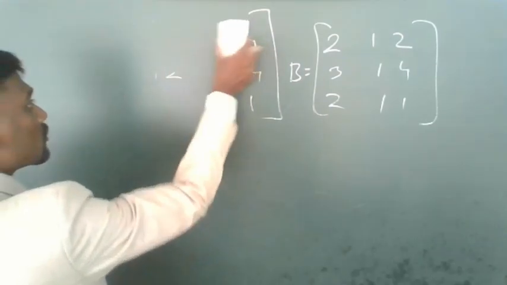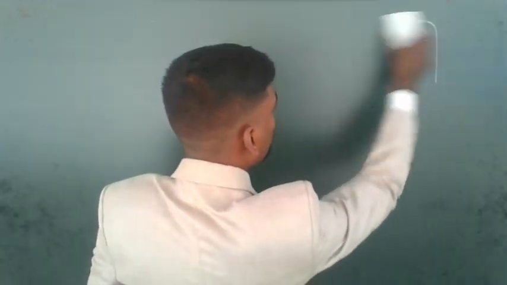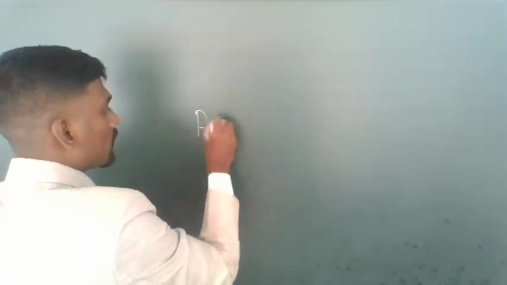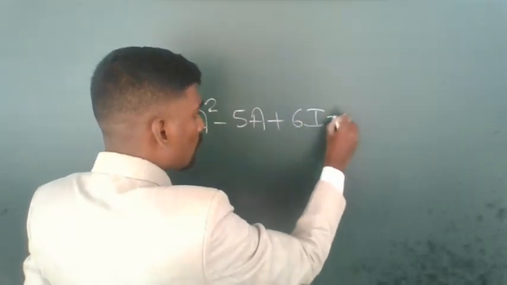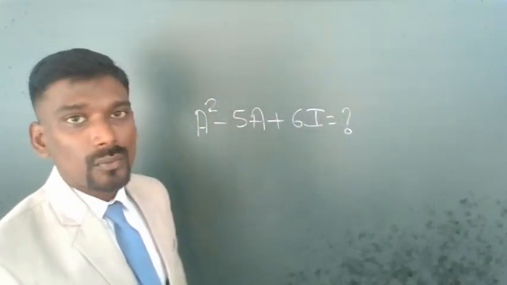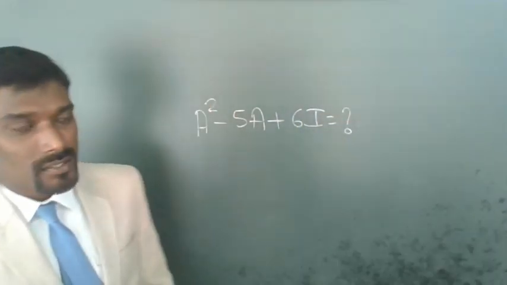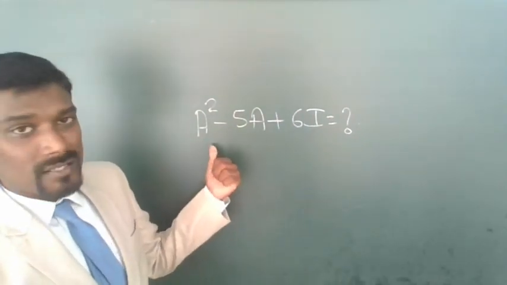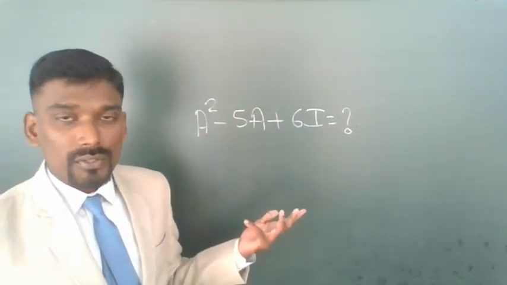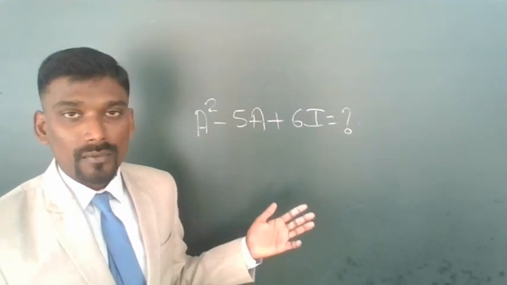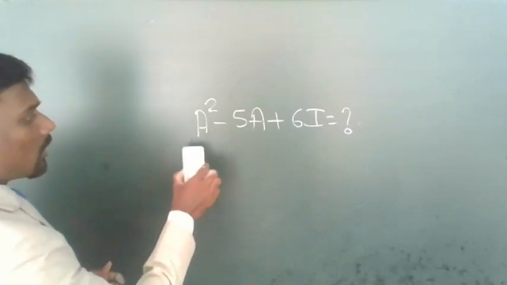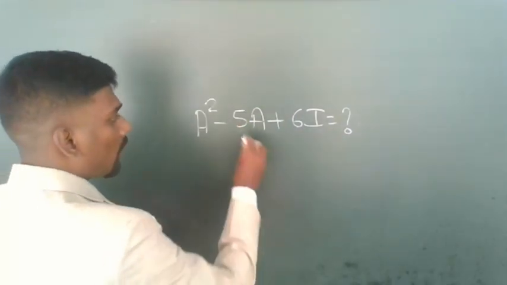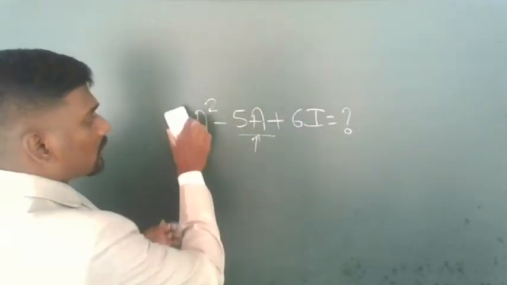Next I am going to teach you how to multiply. Okay, how to multiply. NDA questions will be like this: A square minus 5A plus 6I. What is the value of this? So here what happens, a matrix will be given. This A can be 2 cross 2 or it can be 3 cross 3. I have told you it will not exceed 3 cross 3. So be careful here how to find the value of A square. Okay, how to find the value of 5A. All this I will be telling you.